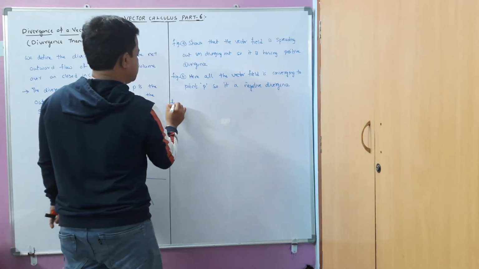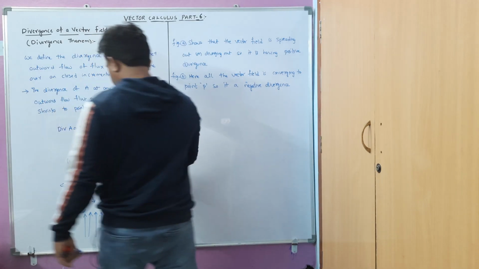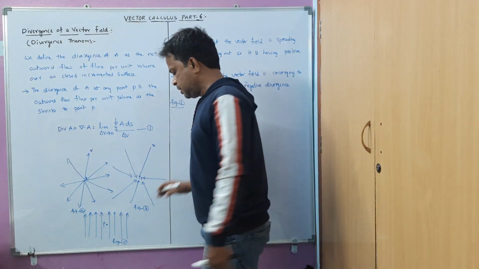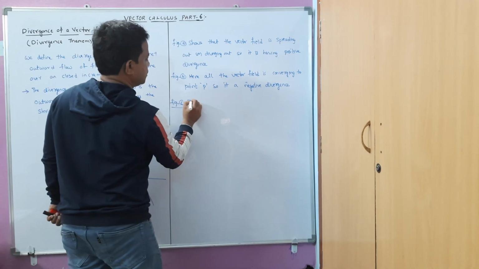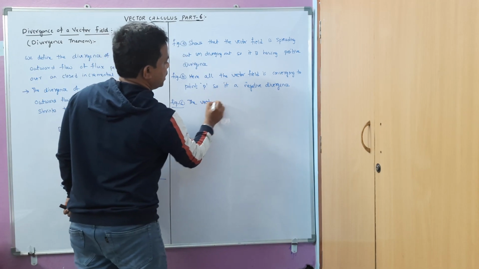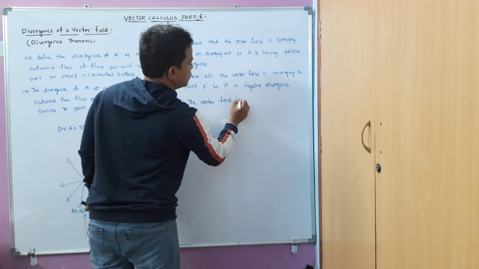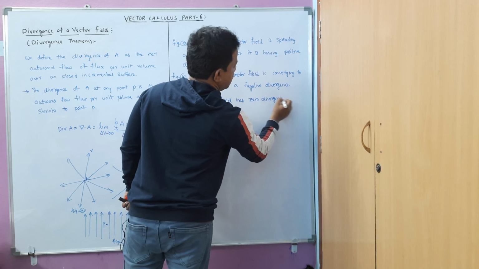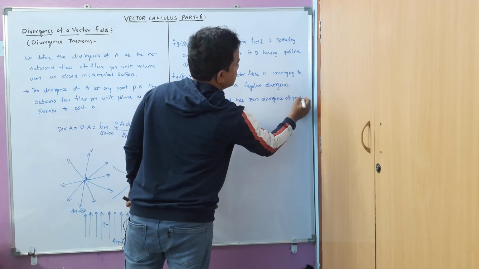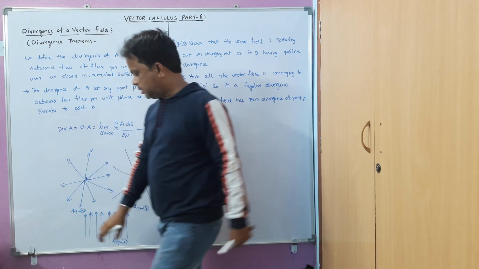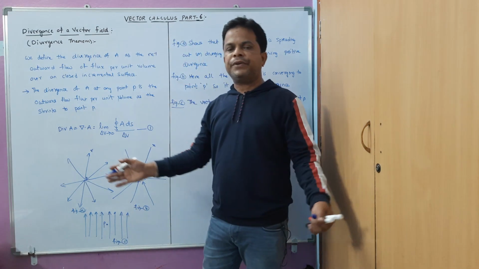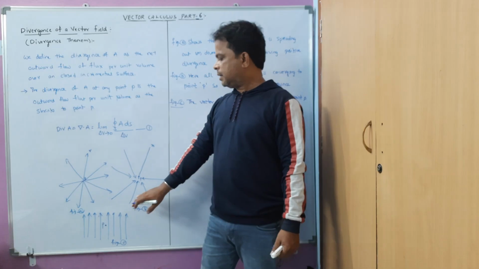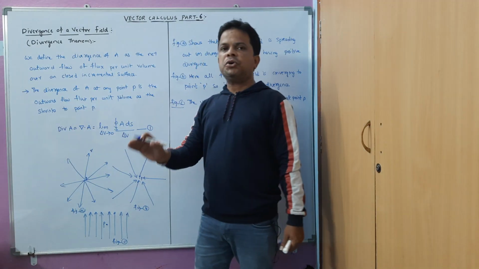So you can see in figure C, the vector field has zero divergence at point P. Okay, so in this figure the vector field has zero divergence at point P. So you can see that these vector field lines are not affected at the point P. So that's why we are saying that the divergence is 0 at this point P.